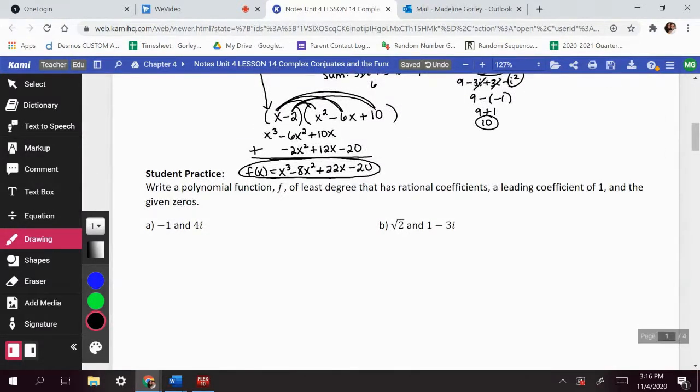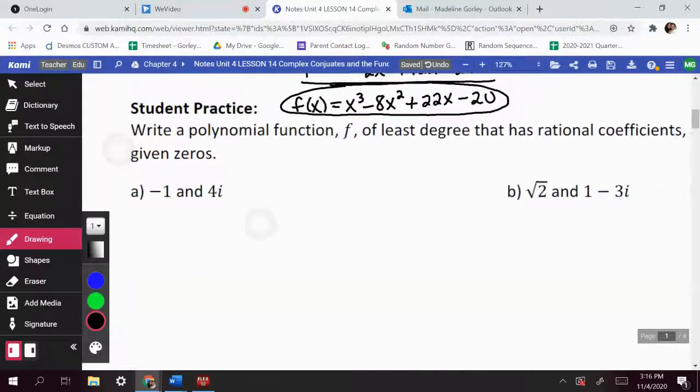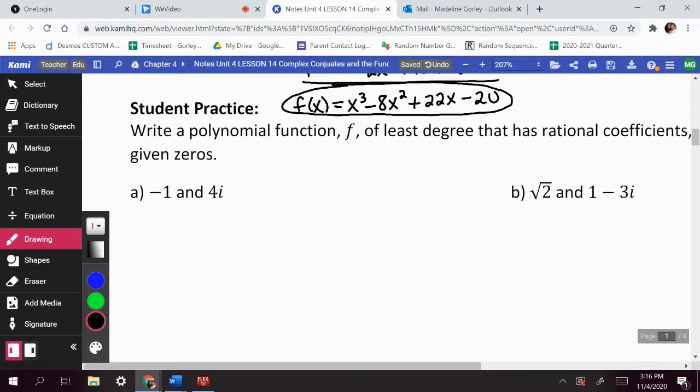All right, so down here just has you doing some of these examples yourself. Go ahead and pause the video and take a look at A and B and see if you can figure these out.